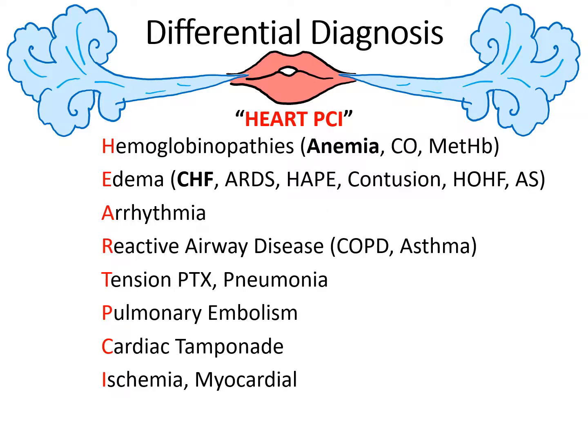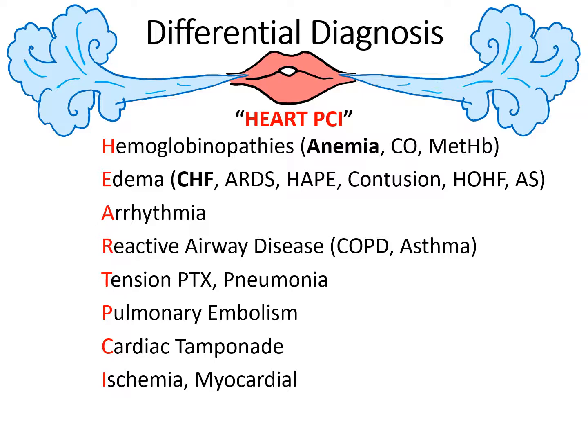For the differential diagnosis of dyspnea, I made the mnemonic HEART PCI, since CHF is a common cause of dyspnea, which is typically caused by patients with a prior history of cardiac interventions for heart attacks. H is for hemoglobinopathies, which is classically anemia, but do not forget carbon monoxide poisoning and methemoglobinemia. This can also include cyanide poisoning, which I don't discuss in this lecture.